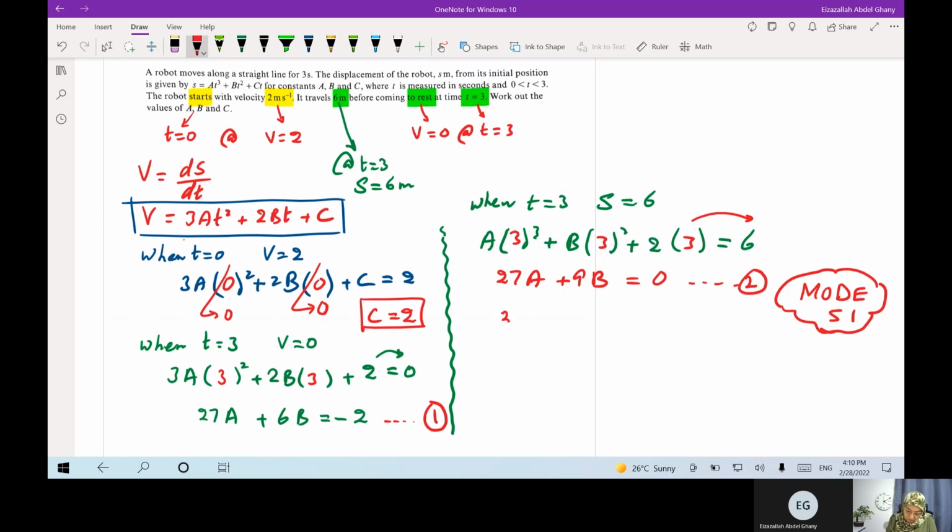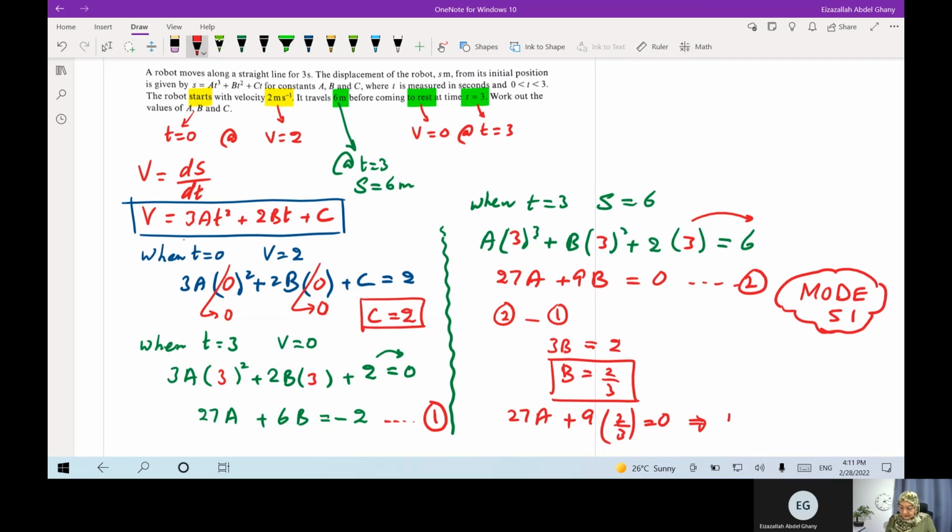I need to subtract equation 2 minus equation 1. 27a minus 27a, cut. 9b minus 6b is 3b. And here, 0 minus 2 is negative 2. It means b will be 2/3. Then we substitute in any of them, and I believe substituting in equation 2 is better. So 27a plus 9b, substitute for b as 2/3, equals 0. And then calculate: a will be negative 2 over 9.